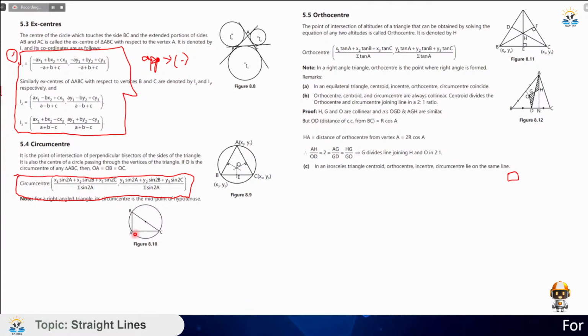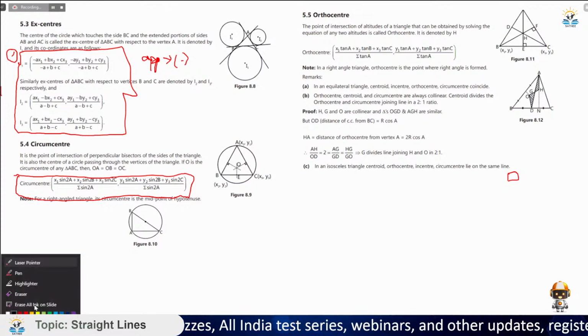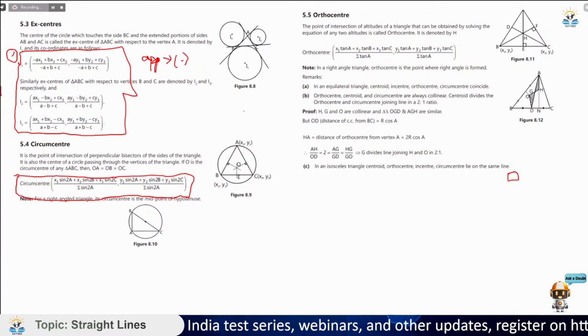This is the circumcenter. The centroid will always be inside. In an equilateral triangle, the centroid, incenter, orthocenter and circumcenter all coincide. Orthocenter, G, C: O G C is a very important question.